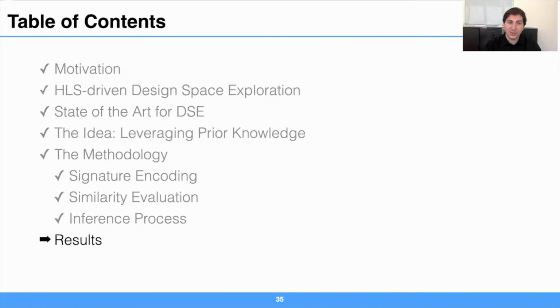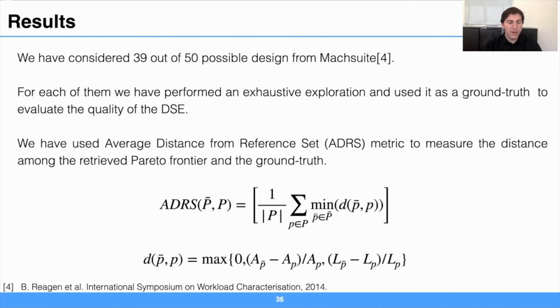Let's see the results obtained by our methodology. We have evaluated the quality of our methodology considering 39 different functions from the 50 available in the MaxSuite benchmark suite. For each of those, we performed an exhaustive exploration, and we have used the result of the exhaustive exploration as a ground truth to evaluate the quality of the design space exploration. And we have measured the results in terms of average distance from a reference set, which is a metric that calculates the distance between a Pareto frontier, that is the ground truth, and the one retrieved by our application.